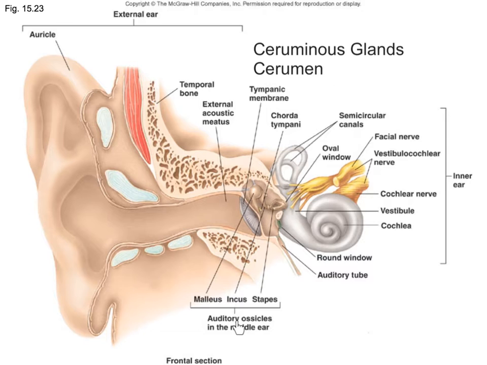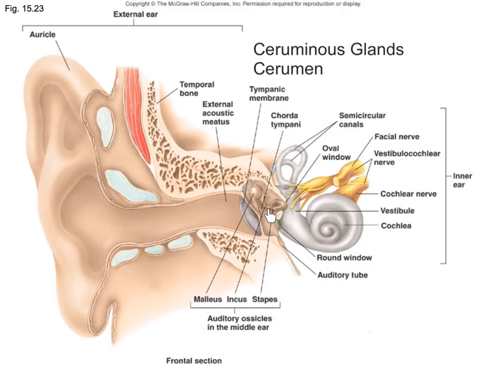Those sound waves are then transferred to the middle ear, and in the middle ear we see some bones, some auditory ossicles. We see the malleus, the incus, and the stapes. So the malleus, the incus, and the stapes are three bones, and they are attached to each other by synovial joints.